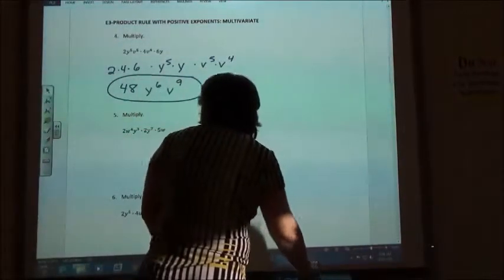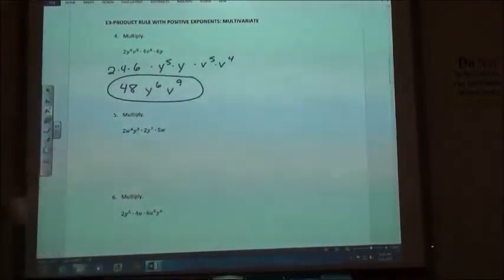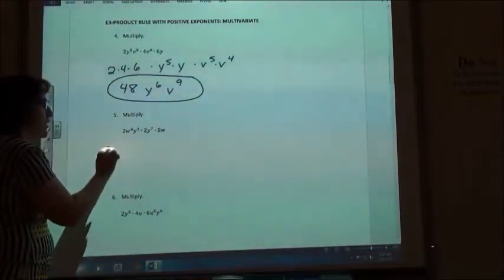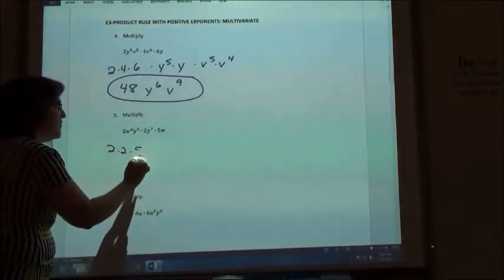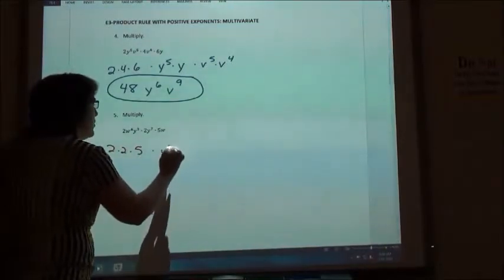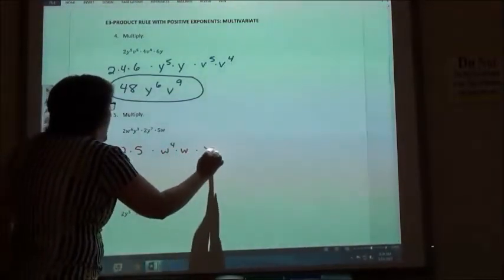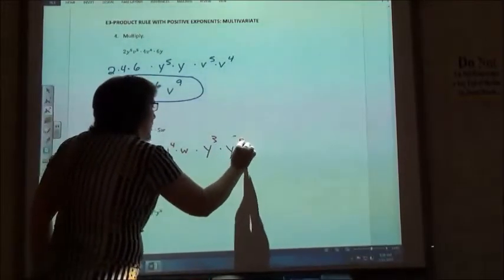So number 5, basically we're doing the same thing. 2w to the 4th y cubed times 2y to the 7th times 5w. Rearranging that, I'm going to do 2 times 2 times 5, then w to the 4th times w, and y to the 3rd times y to the 7th.